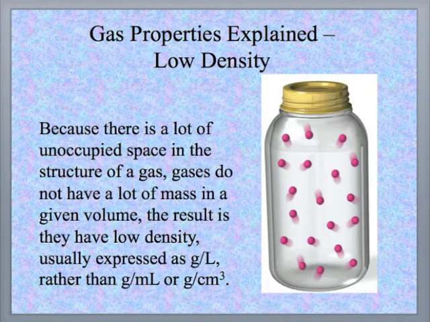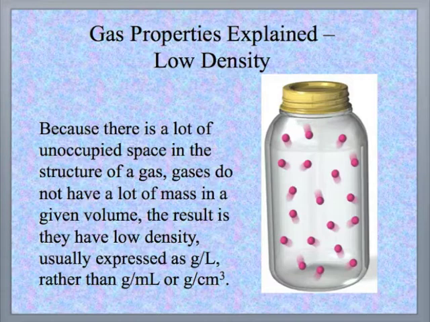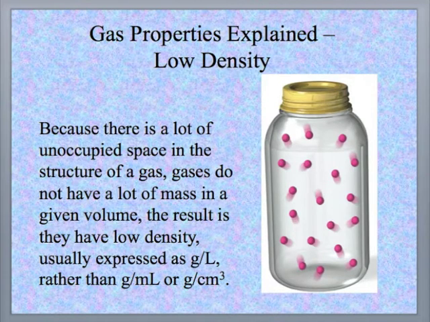Now, what about the low density of a gas? Well, because there's a lot of unoccupied space in the structure of a gas, gases don't have a lot of mass in a given volume. So they have a low density. And we usually express the density of a gas as grams per liter rather than grams per milliliter or grams per cubic centimeter as we do for a liquid or a solid.